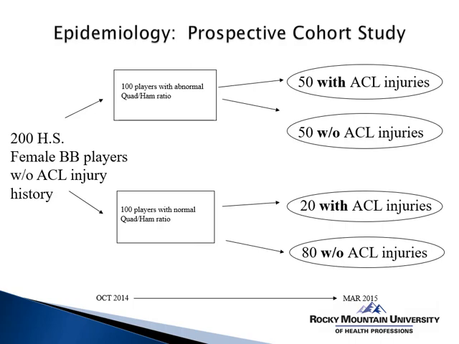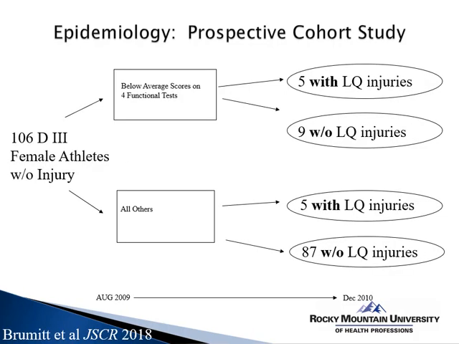So an example here, looking at 200 high school female basketball players without ACL injury history and looking to see what their quadricep to hamstring strength ratio is. One group was considered abnormal. That's our at-risk group. And then the other group is the normal group. And we see that 50% of them had ACL injuries in this group, whereas only 20% had them in this group.